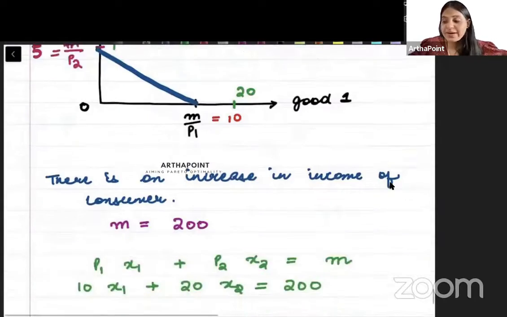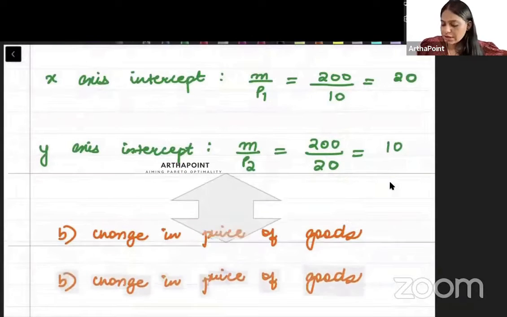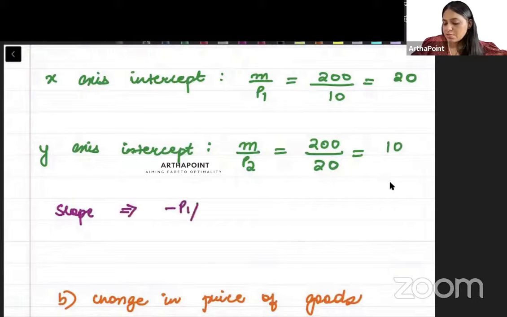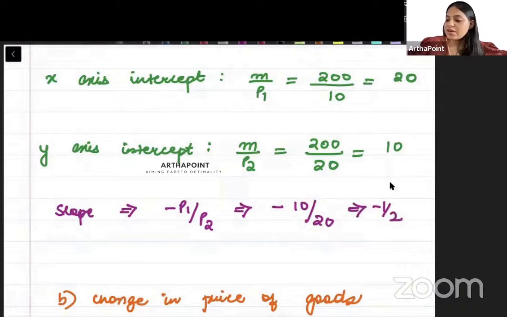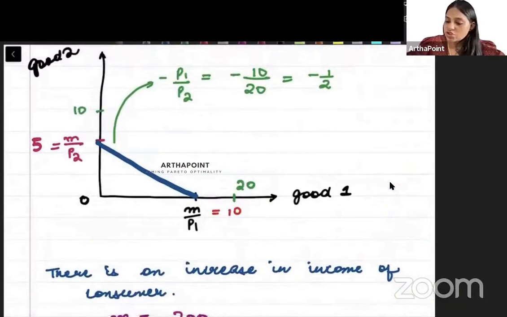What is the slope, beta? The slope is unchanged, ma'am. Slope is P1 by P2. So slope is P1 by P2. Beta, price of good one is what? 10. Price of good 2, 20. So here also it is still coming out as minus half. So slope is unchanged at half. So you can see, beta, that my new budget line will be this.